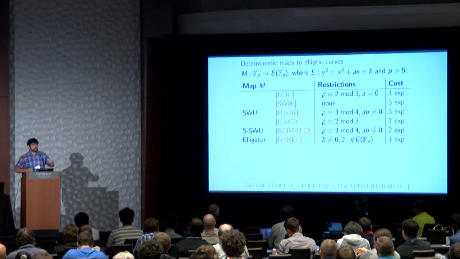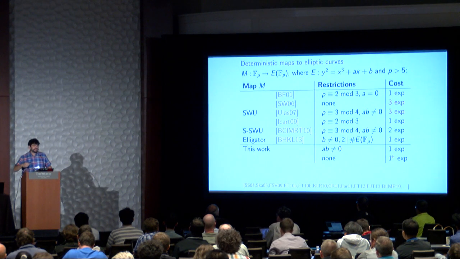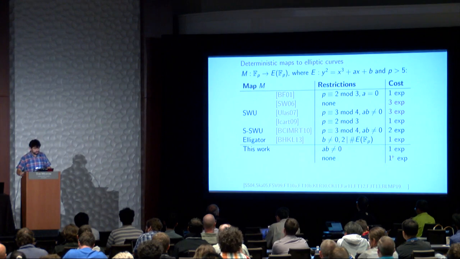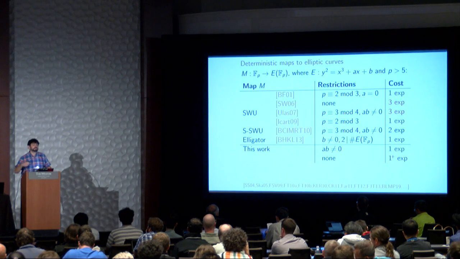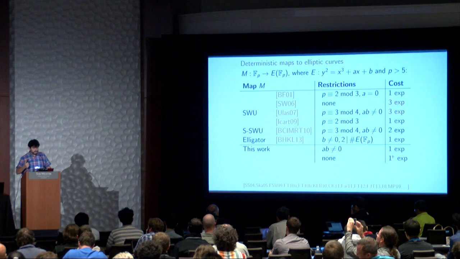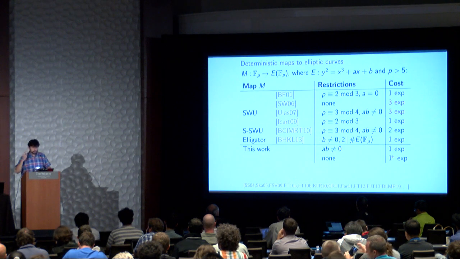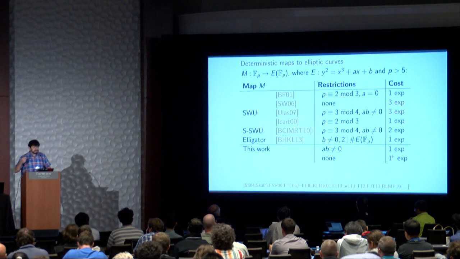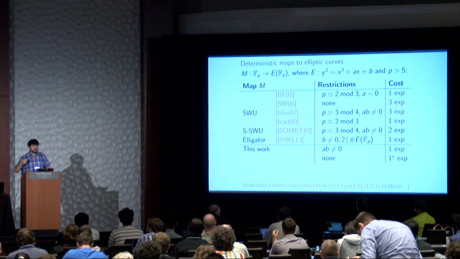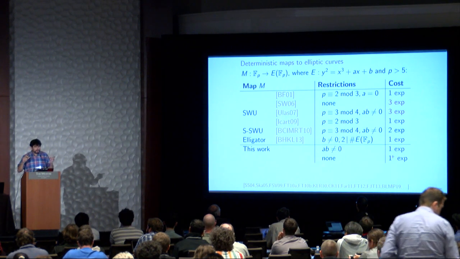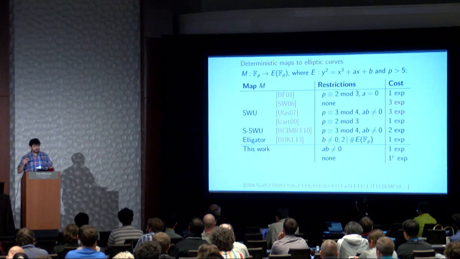And the question is, where does our work fit in? Well, we generalize and optimize the simplified SWU map of Brier et al. 2010. For curves with non-zero A and B, we can match the best existing algorithms, one exponentiation. And if we remove the restrictions on A and B, then we can still get to just a little bit more than one exponentiation. We're going to see where that a little bit more comes from a little later in the talk.